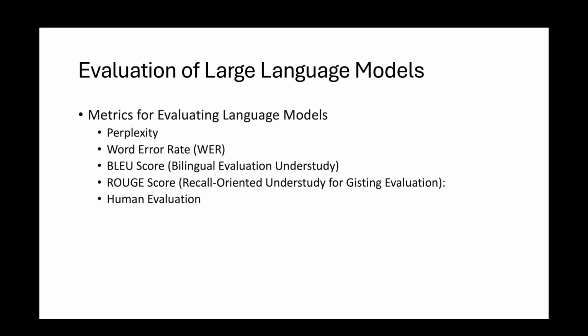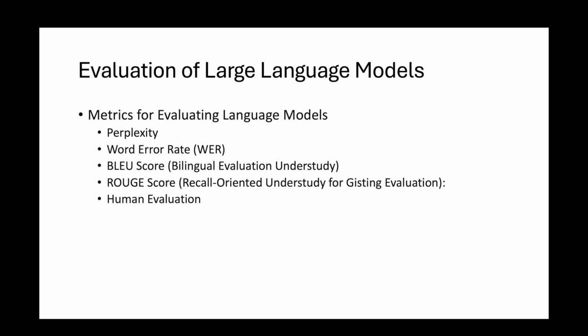It measures how well a language model predicts a sample of text by calculating the inverse probability of the test set, normalized by the number of words. Lower perplexity values indicate better performance, as the model is more confident in its predictions.